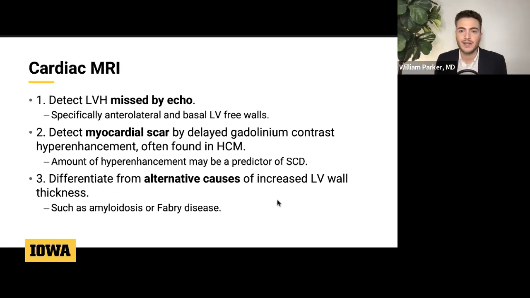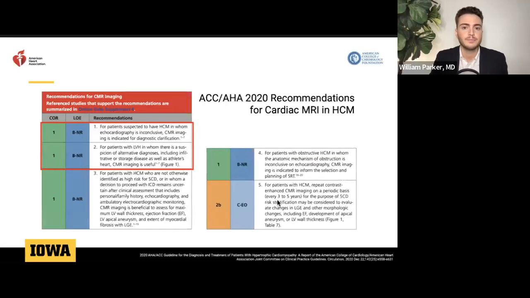So if you see a thickened LV, it doesn't necessarily automatically mean hypertrophic cardiomyopathy. It could represent an infiltrative process such as amyloidosis or Fabry disease. So again, in short, if the echo is inconclusive for hypertrophy, but you think it's there, get an MRI, especially if you suspect a disease that mimics hypertrophic cardiomyopathy, such as infiltrative disease.